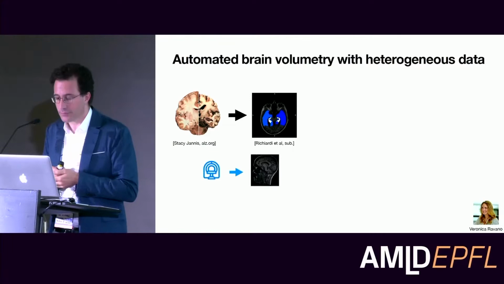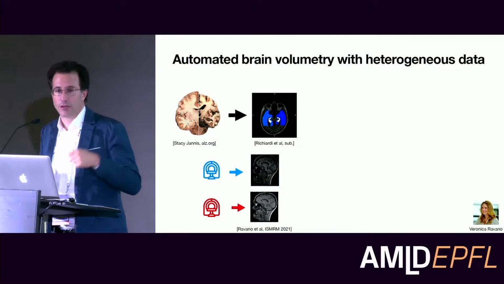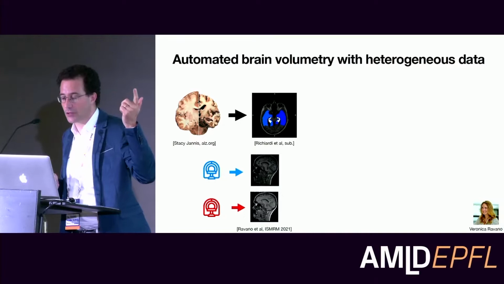Good. The problem is this: this is an image from scanner A, and this is an image from scanner B. You see the contrast is completely different. If you look at the white matter, the part inside, and the gray matter, the part outside, you have much less contrast in this part of the brain. You see that you have inhomogeneities, etc.